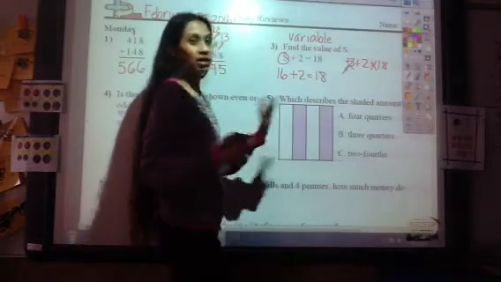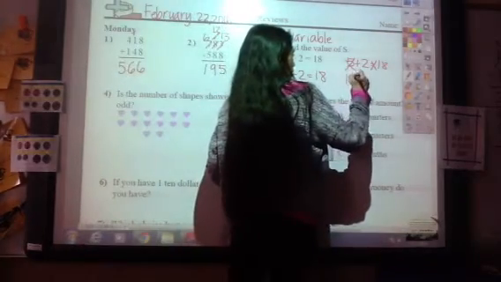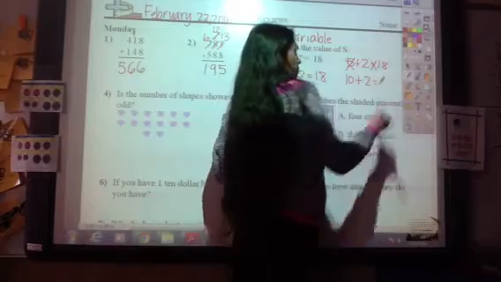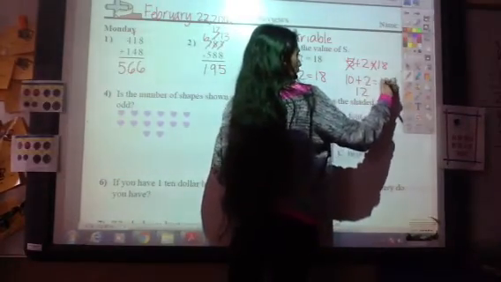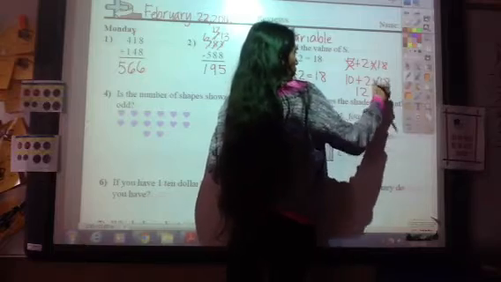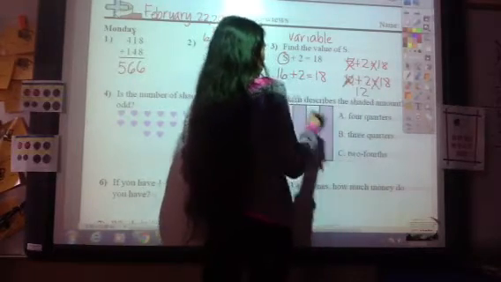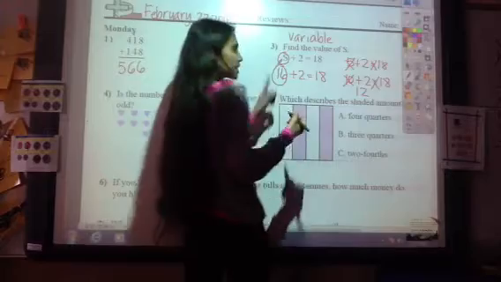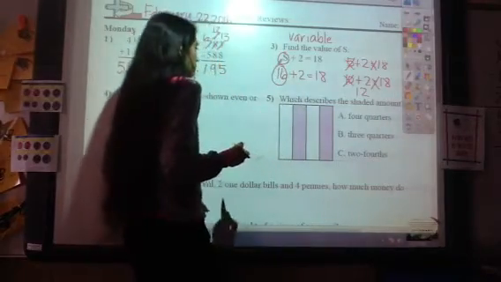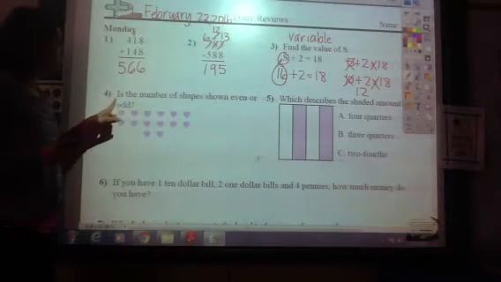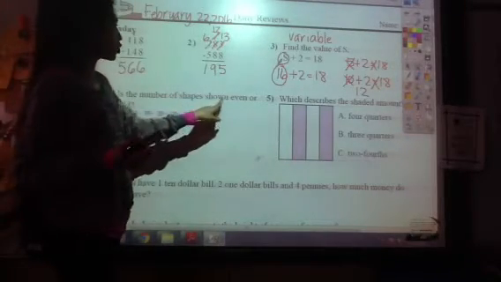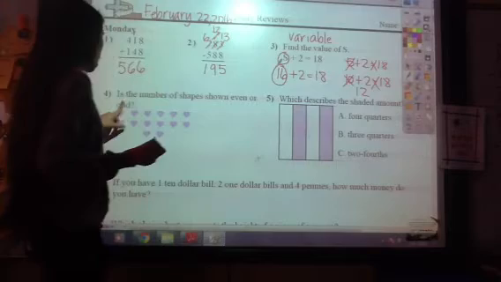All right. What about 10? Let's try 10. 10 plus 2. What's 10 plus 2? 10 plus 2 is 12. Is that equal to 18? Oh, no. So that's not right either. Okay? So S equals 16 for that one. All right, let's look at number 4. Number 4 says, is the number of shapes shown even or odd?